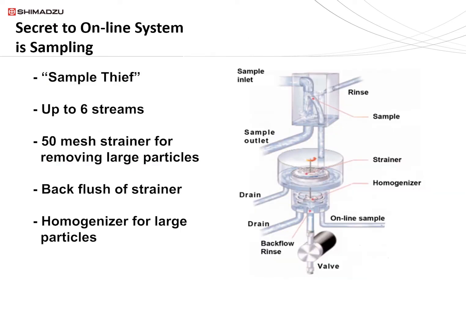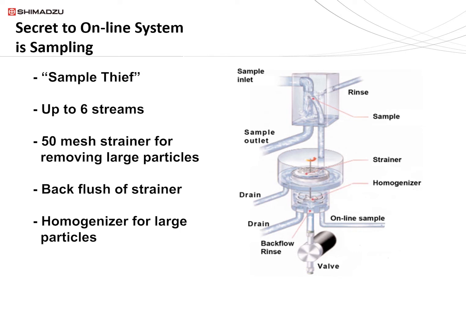The secret to online systems is the sampling. If water is not sampled properly, the results will be poor. Shown here is a diagram of a sample thief. Sample inlet is the top left-hand corner. The sample flows back out of the system to the stream directly below that.